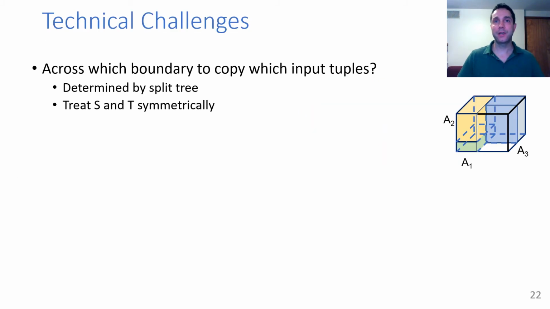To make this work, we had to overcome several technical challenges. The first one is, given a potentially high-dimensional space and the hierarchical partitioning of that space, which of the S and the T tuples have to be copied across which of the partition boundaries? It turns out that we can solve that elegantly by following the split hierarchy of the tree, and this also allows us to treat S and T symmetrically, meaning at some split points we can copy S tuples and at others we can copy T tuples.